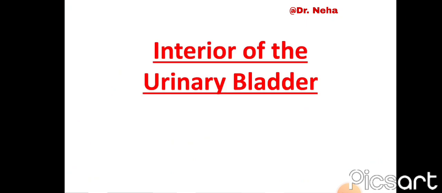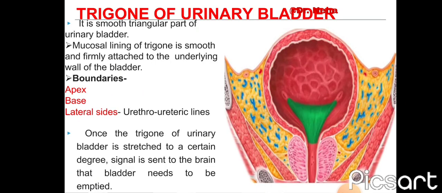Now the interior of the urinary bladder. On the inside, we can see a trigonal area on the fundus, that is the trigone of the urinary bladder. It is a smooth triangular part of the bladder. The mucosal lining of the trigone is smooth and firmly attached to the underlying wall of the bladder. The boundaries include the apex, which is directed downwards towards the neck, and the base, which is between the two openings of the ureters, that is the Mercier's bar, and the lateral sides, which are known as ureteric lines. They are forming the lateral sides of the trigone.